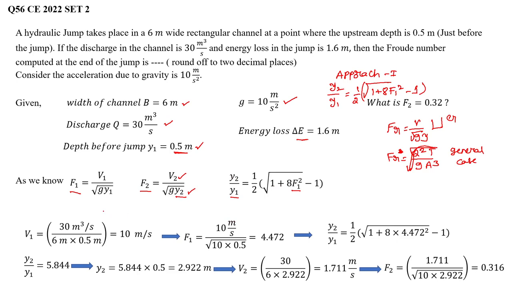So what is the velocity? As we know, Q equal to A into V. For a rectangular channel, A equal to B into Y. Here we know B and Y: B is 6 meter and Y is 0.5 meter. Because we are calculating at section 1, it will be V1. So 30 meter cube per second divided by 6 meter into 0.5 meter gives us 10 meter per second. That is V1.